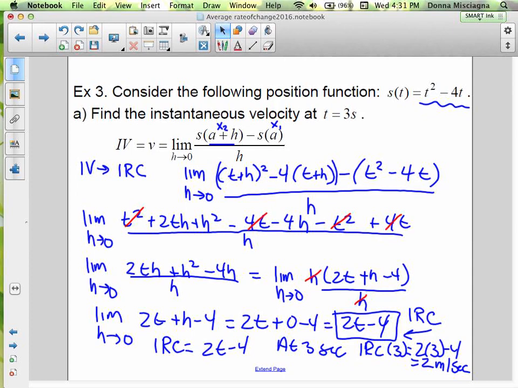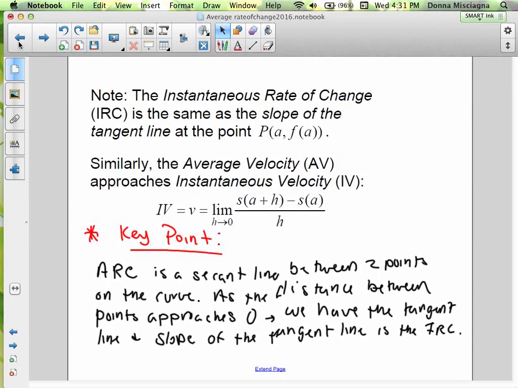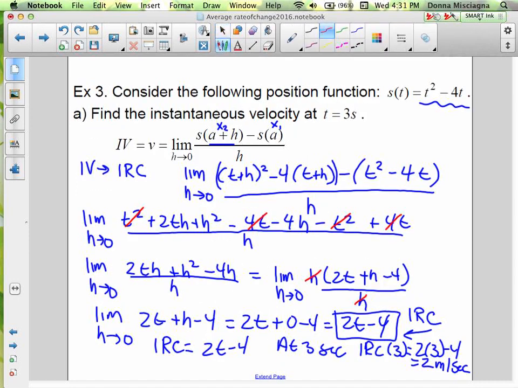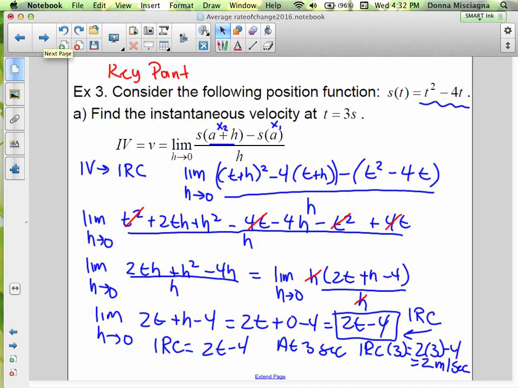Okay, so over here we had key point number 1, and over here we have another key point. How do we find the instantaneous rate of change? And essentially it's just kind of carrying on my key point number 1, isn't it?